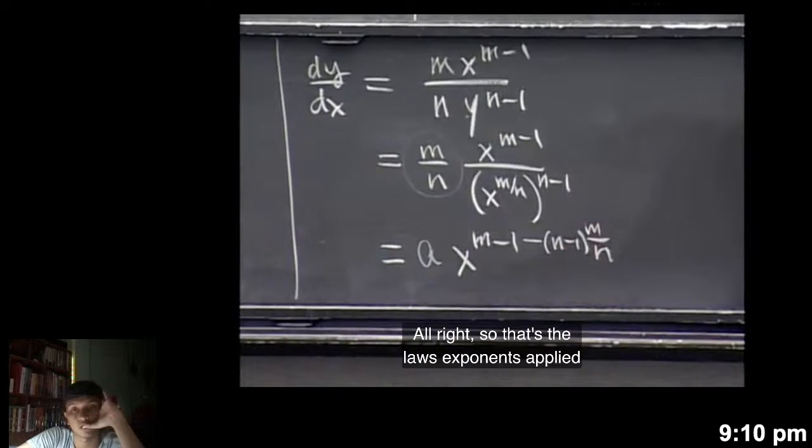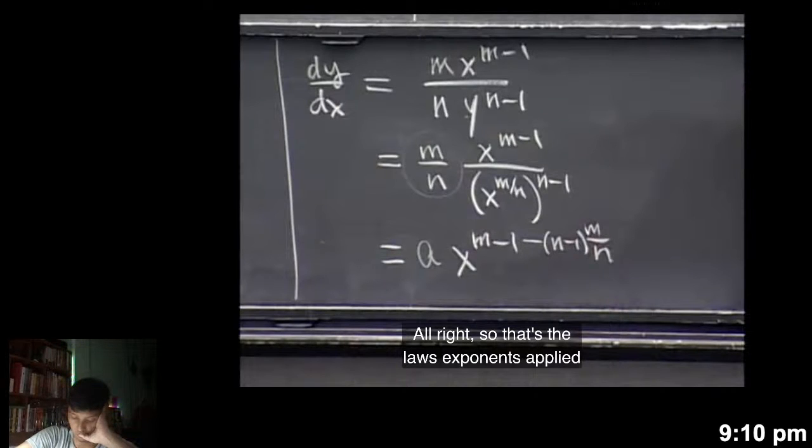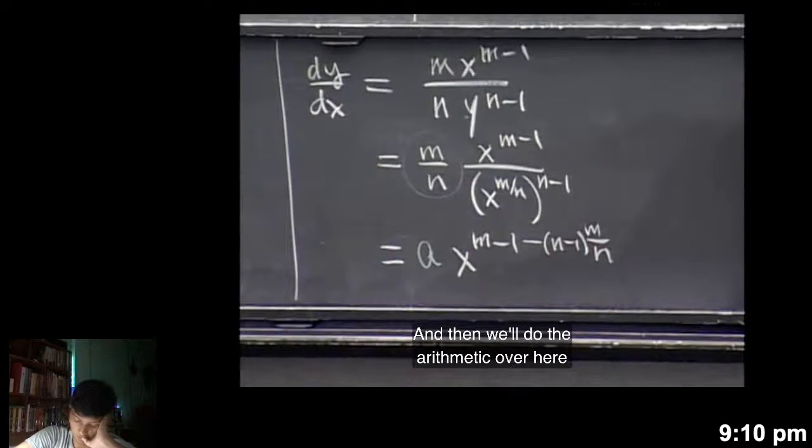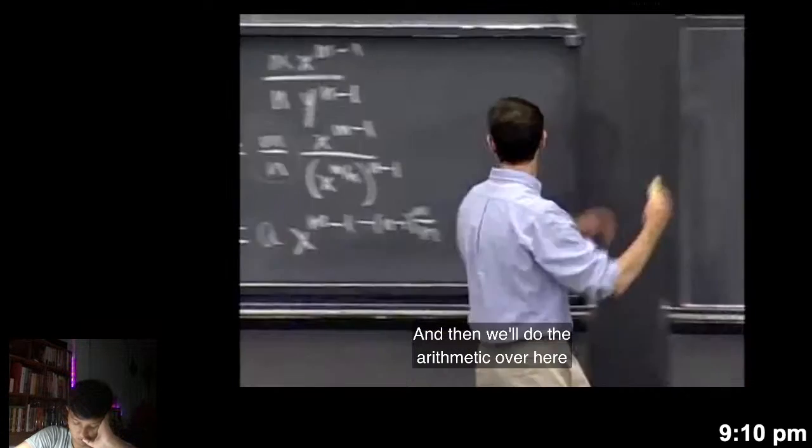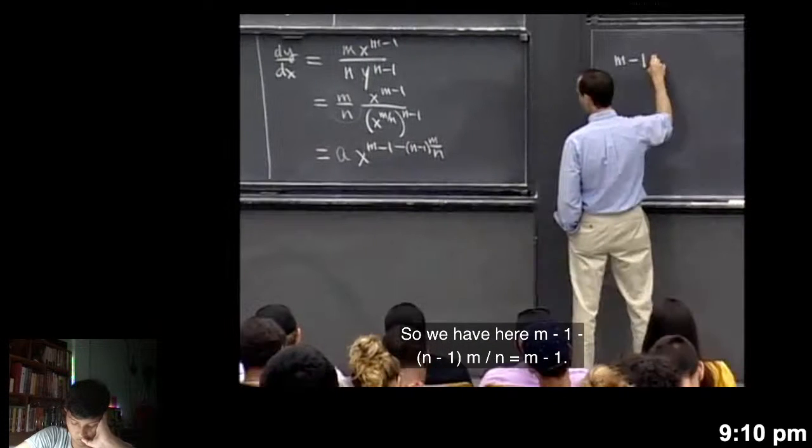So we have here m minus 1. All right, so that's the law of exponents applied to this ratio here. And then we'll do the arithmetic maybe just over here in the next board. So we have here m minus 1 minus n minus 1 m over n is equal to m minus 1.